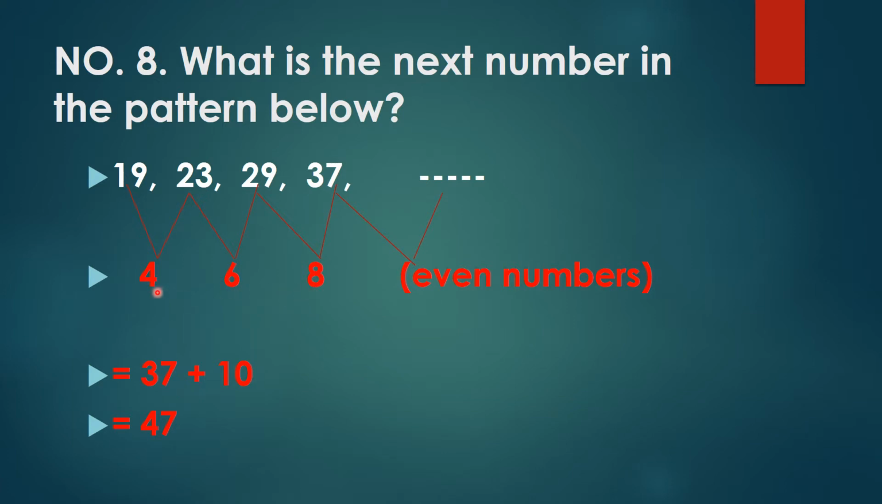And if you take a closer look, you will realize that they are adding even numbers. So what is the even number? The next even number after 8, of course, is 10. So our next number in the pattern will be 37 plus 10. So 37 plus 10 will give us the next number in the pattern to be 47. So the next number of the pattern is 47.